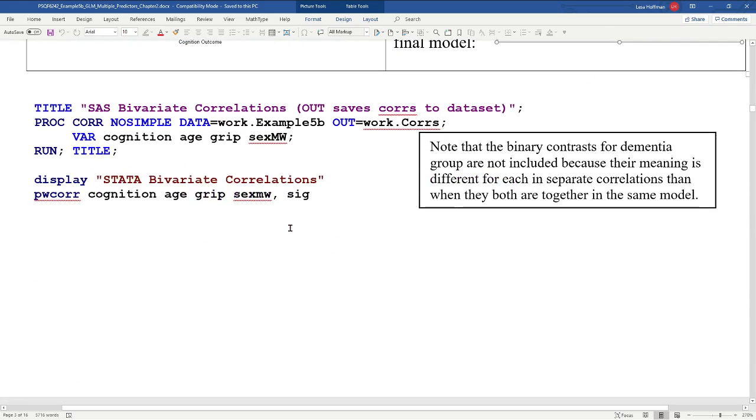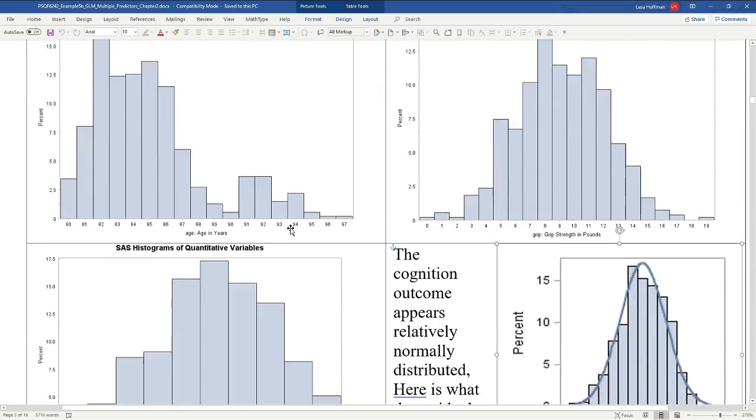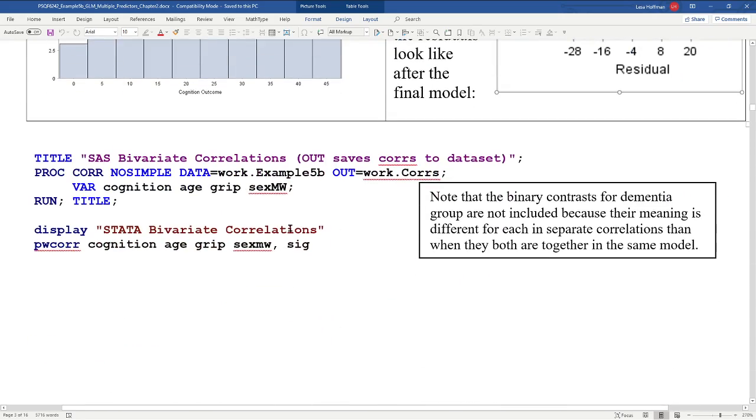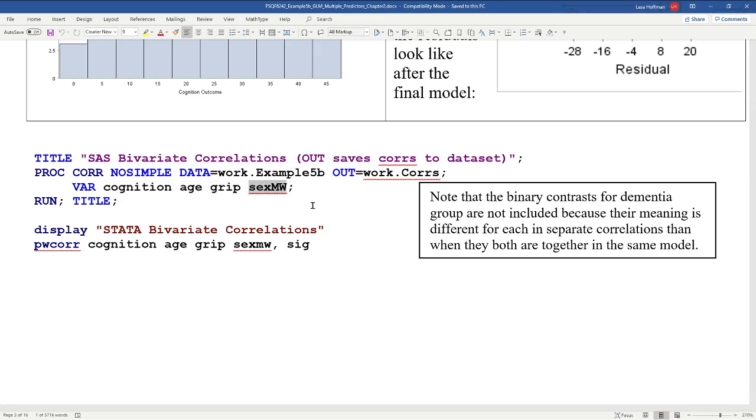So next step. We've done univariate variable description. Now we're doing bivariate. For the variables whose bivariate relationships we can express using Pearson's correlation, I have asked for that information. So that includes the cognition outcome, the age and grip quantitative predictors, the sex binary predictor, but it does not include dementia group. I can't have a correlation with a 3-group variable expressed as one single correlation value.